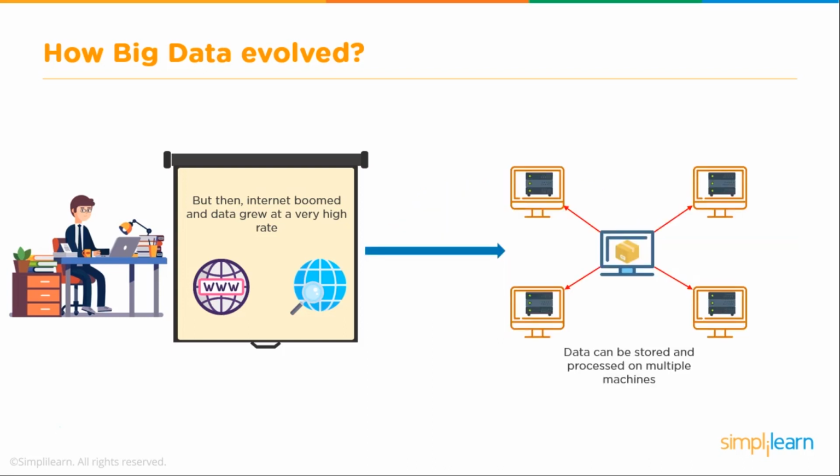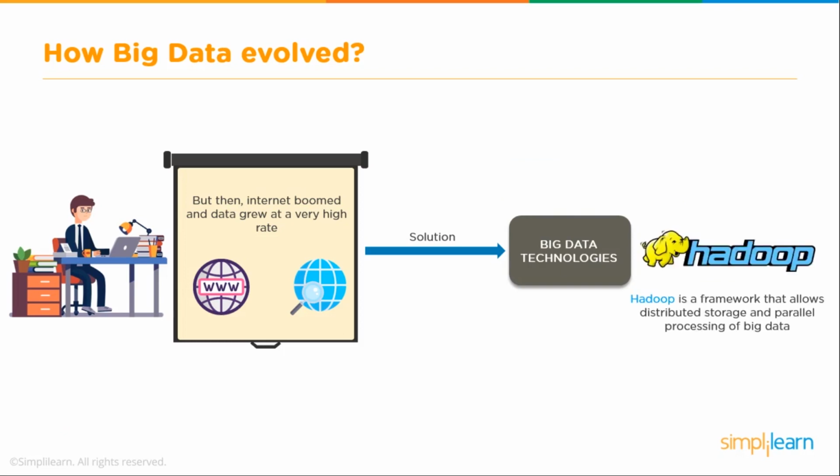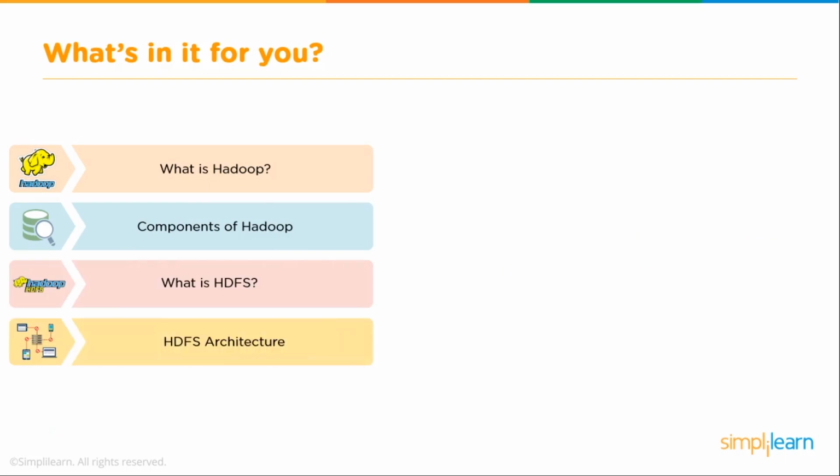Now, if organizations could tap into all the data being online by having it stored across multiple machines, by having it processed across multiple machines, then they could really benefit from this so-called big data, which could be used for various use cases. And this is where big data technologies such as Hadoop, being a framework, came into existence as a solution. Now, what is Hadoop? What are the components of Hadoop? What is HDFS? And what is HDFS architecture? This becomes very important for anyone to work on big data.